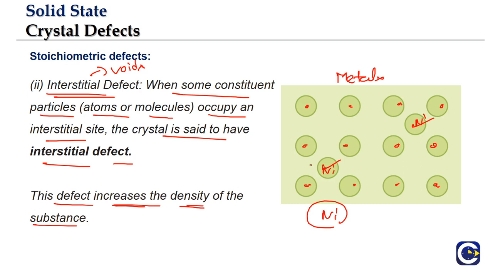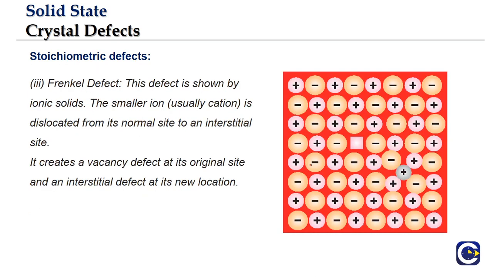And both of them, since the formula of the substance is not going to change, we will be calling stoichiometric defects. The difference is, in case of the vacancy defect, the density of the substance will be decreasing. In case of the interstitial defect, the density of the substance will be increasing. Now, when it comes to ionic substances, the stoichiometric defects, we look at them as a Frenkel defect or Schottky defect. So what is a Frenkel defect?